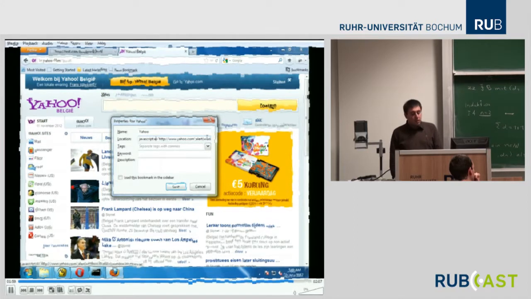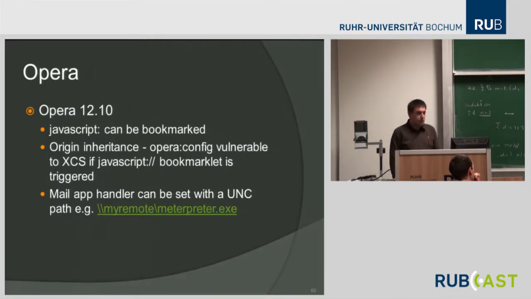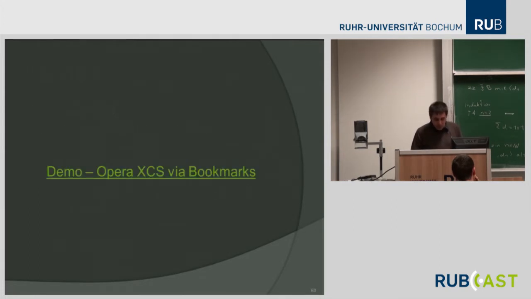Okay, in Opera the same thing, and what I will show you is with version 12.10. This is something which I actually told them about, and they said, yeah, we know about it, it's fine. I'll show you what the response was. But what I found very interesting is that, using the same trick I showed you at the beginning, like changing the mail application handler, you can change the mail application handler to use a UNC path. So you can point to your remote executable, and it will work. I'll show you a demo actually doing that.